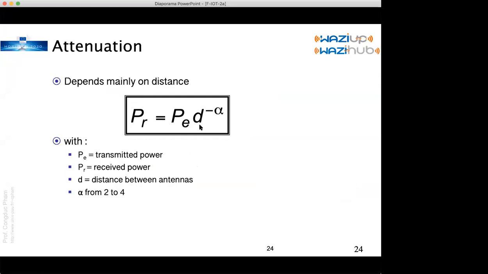Okay, so you see that the equation is very simple. And the distance here is power value here, minus alpha. Alpha can be 2 to 4. So it means that the attenuation increases very quickly with distance, okay?